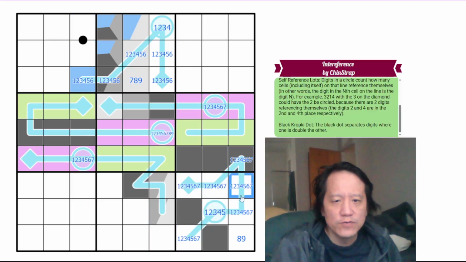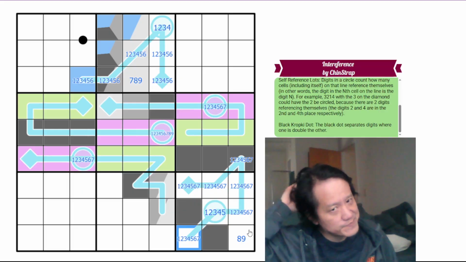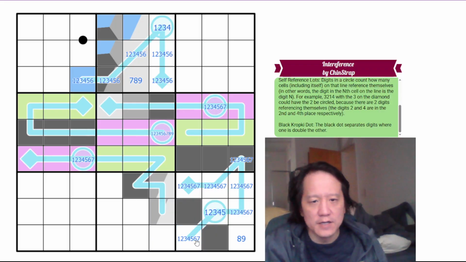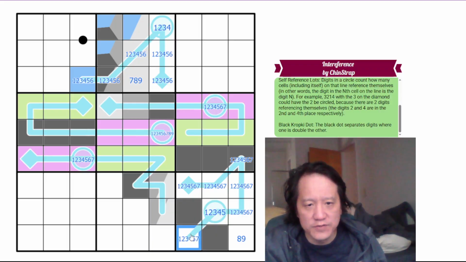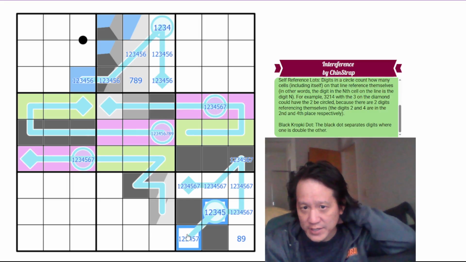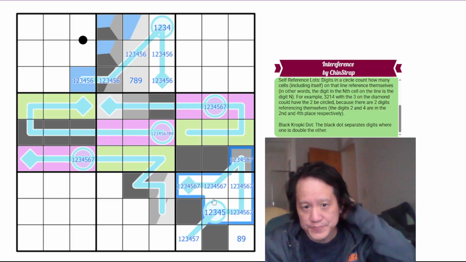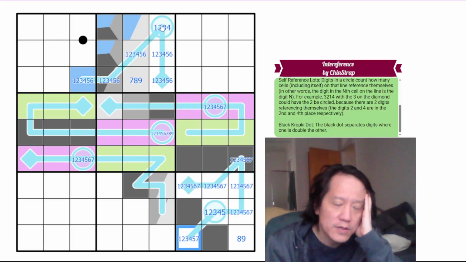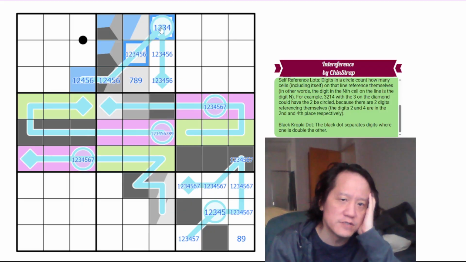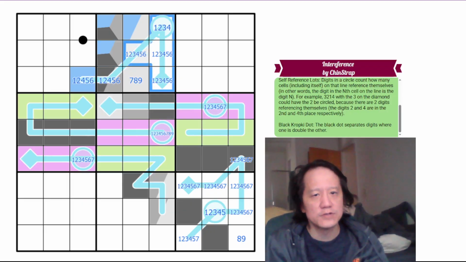One, two, three, four, five, six, seven. Okay, that means this cannot be 6, because if this were 6, that would force a 7 to be there, and then that would not match the self-reference. That means 3 cannot be in 5 or 6. So we're guaranteed one of these digits is a 3. Interesting.